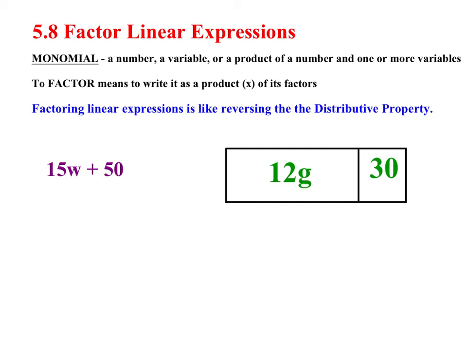All right, this is lesson 5.8, factoring linear expressions. A couple things we want to cover. We want to cover a monomial. A monomial is a number, a variable, or a product of a number and one or more variables.